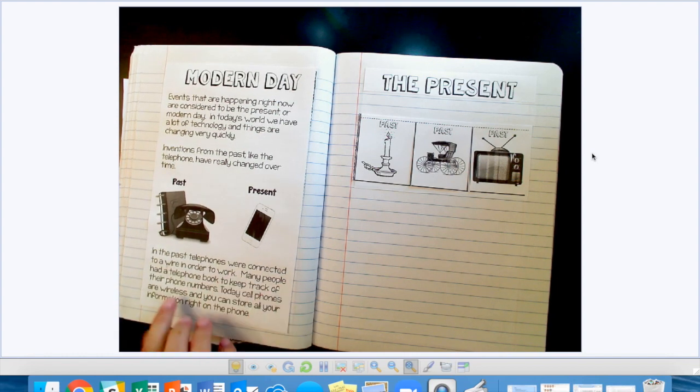In the past, telephones were connected to a wire in order to work. Many people had a telephone book to keep track of their phone numbers. Today, cell phones are wireless and you can store all your information right on the phone.